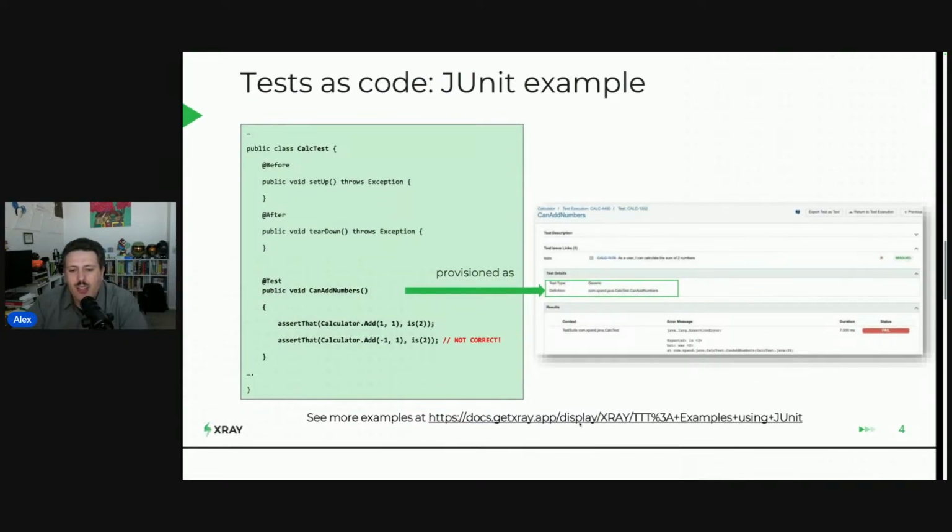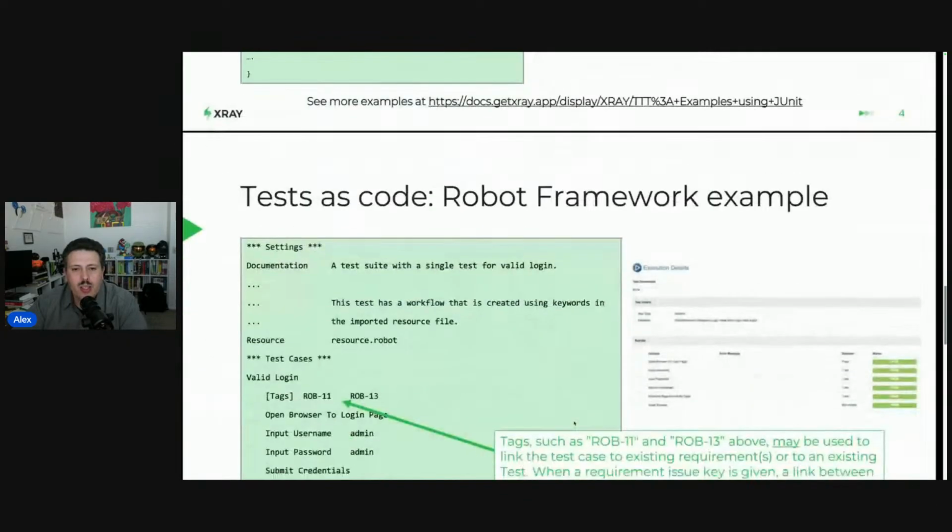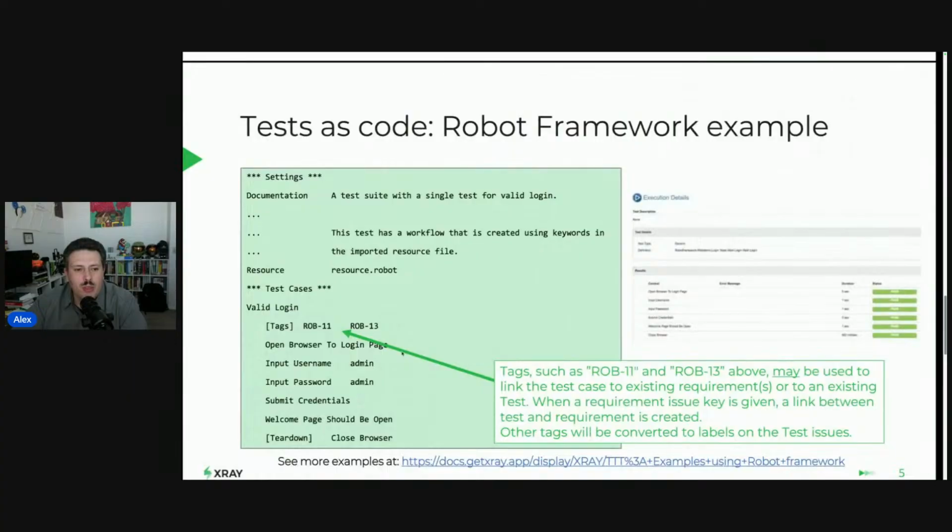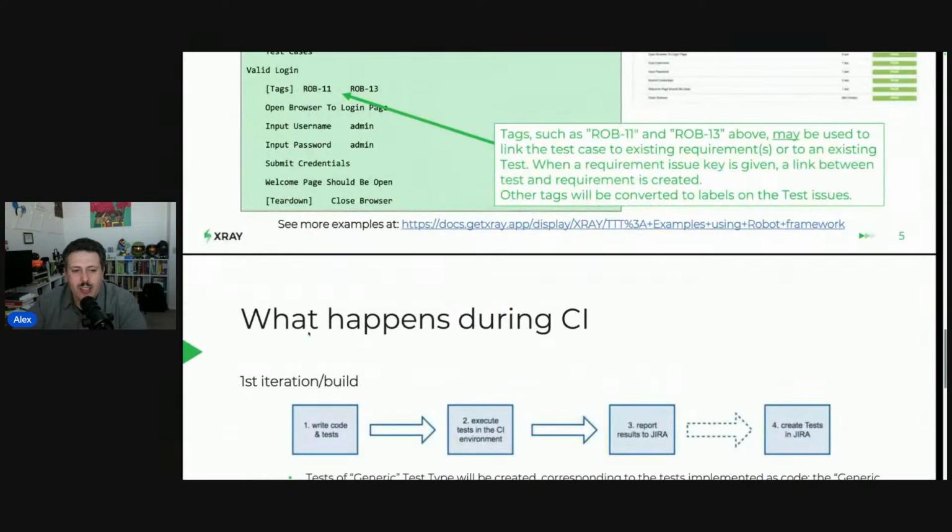And then they have other examples here, folks. We have the Robot Framework example. So if you're using Robot Framework, this is what it's going to look like. You tag the ticket here. You want to make sure you're tagging the Jira ID or the issue key, and then the magic will happen automatically behind the scenes.